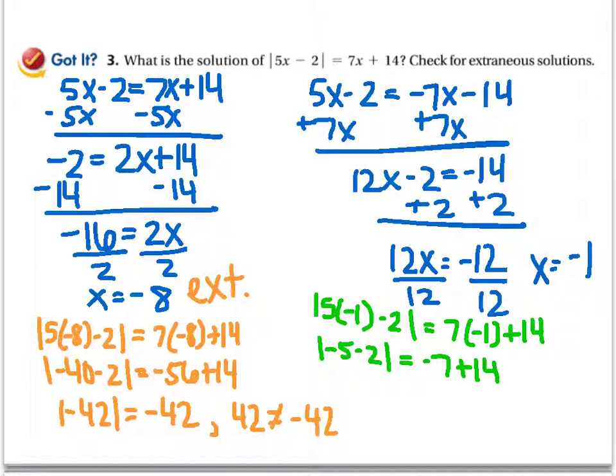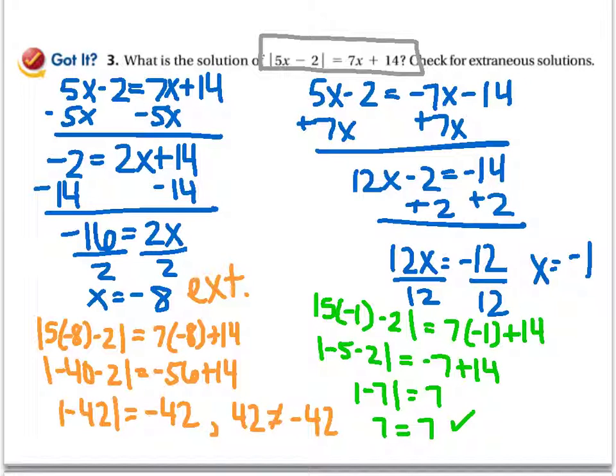Oh, that's a very, very good question. Why is it plus 14? Because you want to go to the original equation. Yep, make sure you're using the original. And so then we have the absolute value of negative 7 equals 7. 7 equals 7. We're in good shape. X equals negative 1 is our solution.